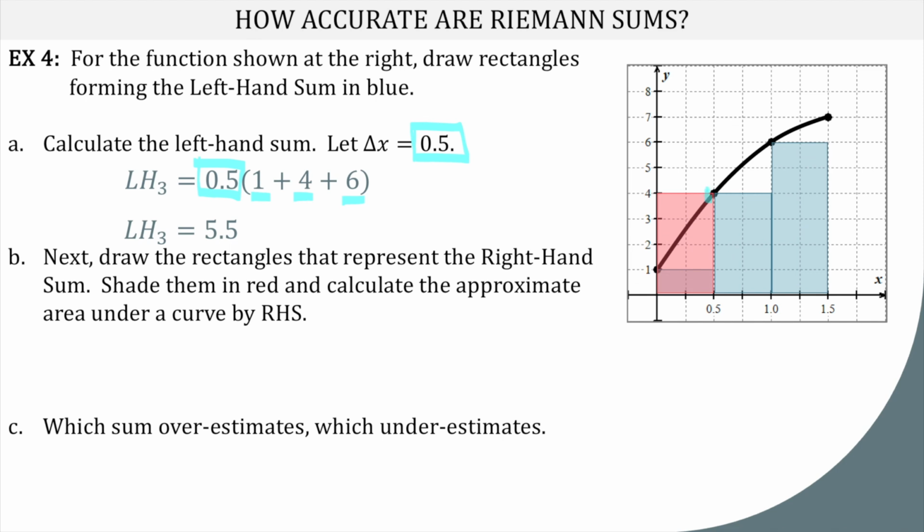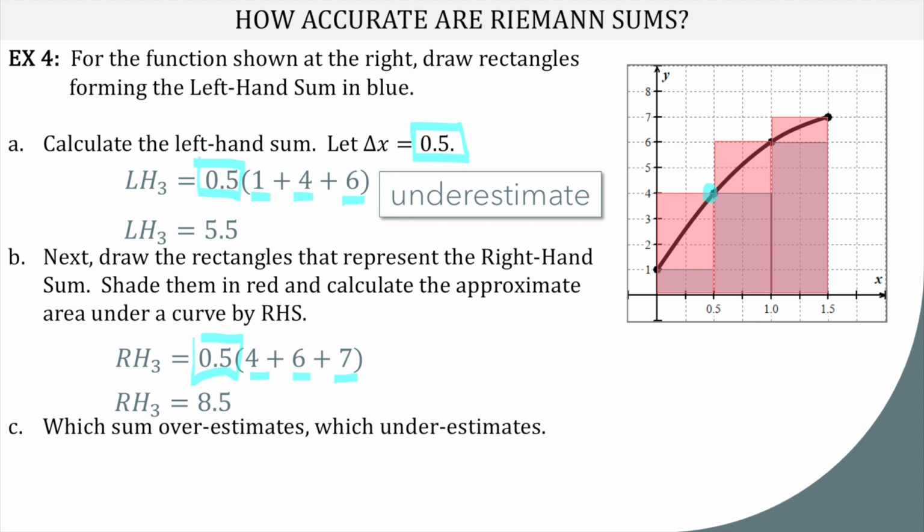Now we'll try a right-hand sum. The top right corner hits the function. So we have a 4, a 6, and a 7. 0.5 is the width times each of the heights, and we have an area of 8.5. Well, this time, the left-hand sum underestimates and the right-hand sum overestimates.